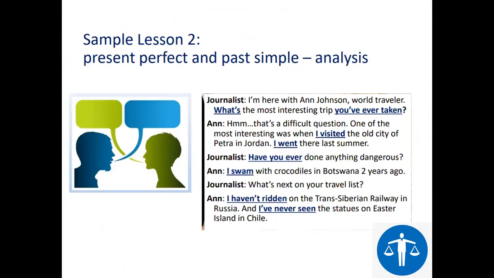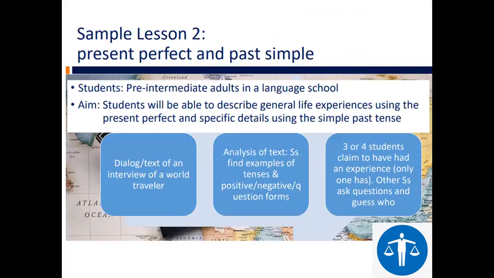From sample lesson number 2, present perfect and past simple analysis. Over here, our students can find out or underline, can analyze the dialogue. They can find present perfect and past simple: you have ever taken, I visited, I went, have you ever, I swam, I haven't ridden, I have never seen, and so on. Present perfect and past simple.